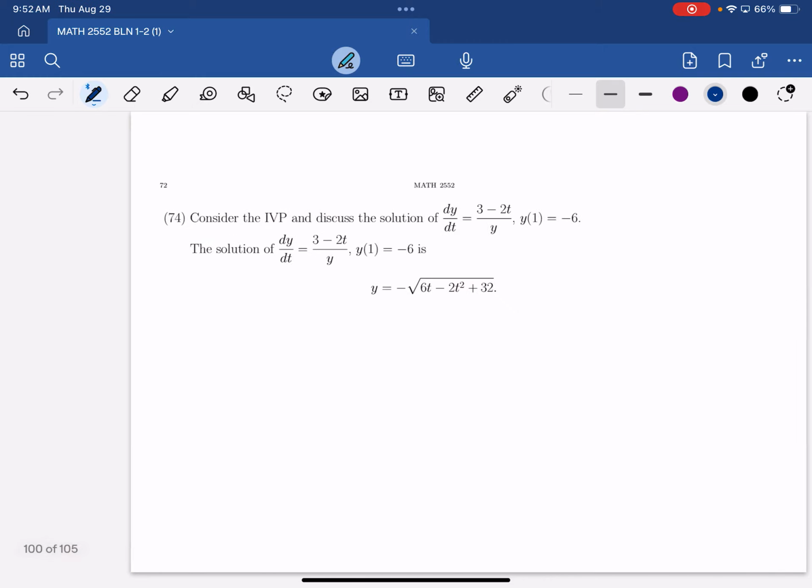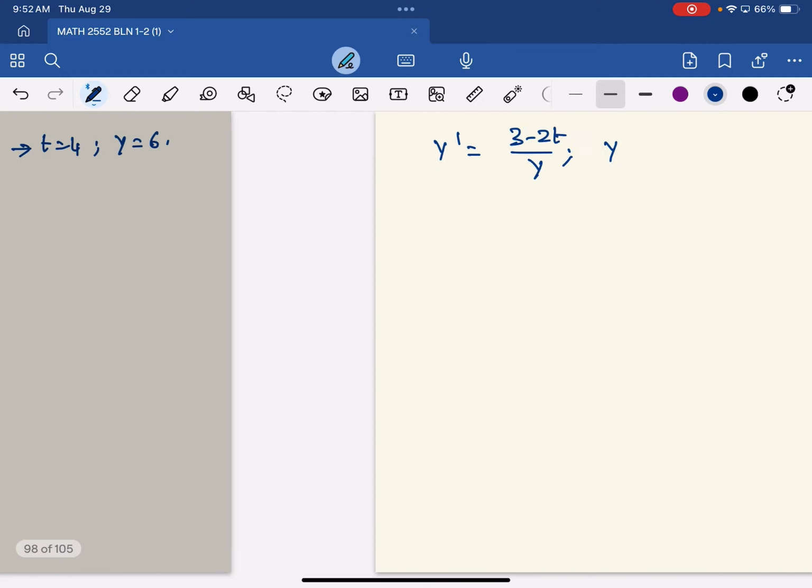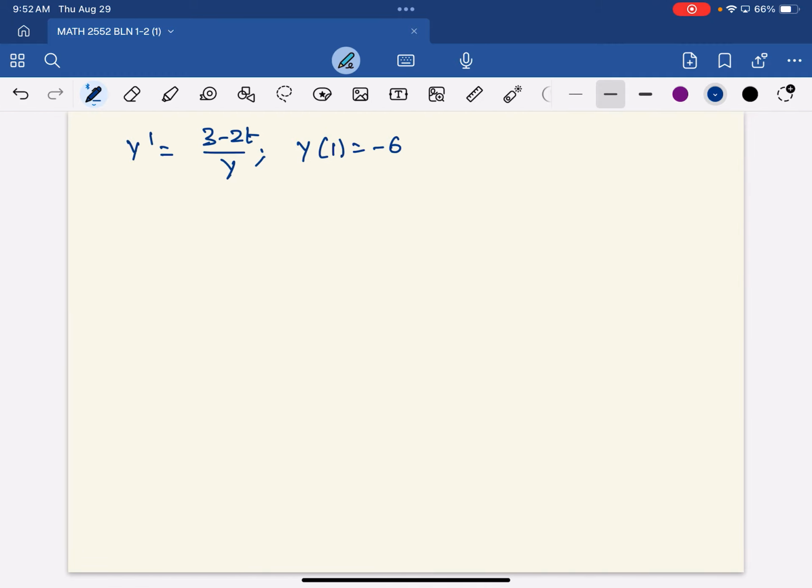Now let's start with the nonlinear problem that we all know. The one, y prime equals 3 minus 2t over y, and I think the problem was y of 1 equals negative 6, right? Do you agree with me? That's the problem that we have. We attempted this problem a long time ago, so I'm just picking a problem which is very familiar to us, so that we are in a similar familiar ecosystem kind of thing, right?